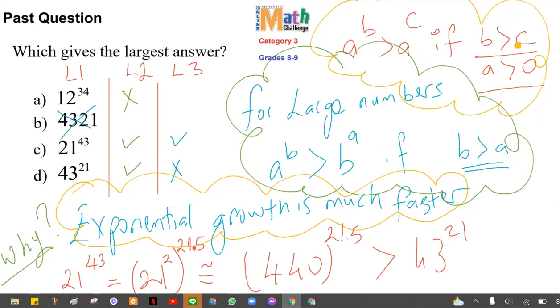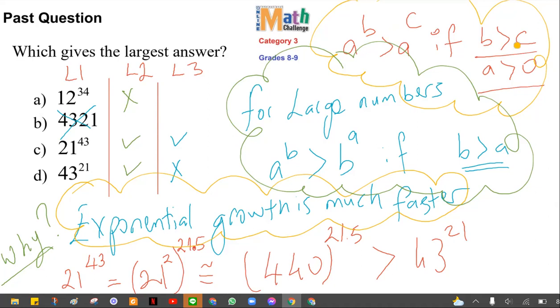Here are some rules you can keep in mind. If one exponential is bigger than the other with the same base, but the base should be positive. For negatives, the rule may change, so we need to be careful with negatives. So these are positives, that's why. And for positive bases, the bigger power gives bigger numbers.